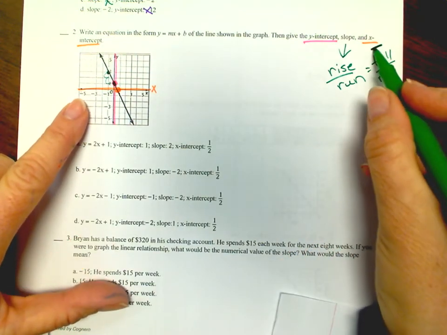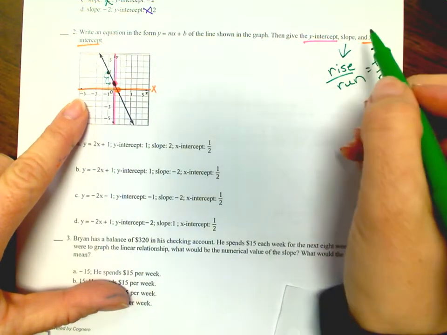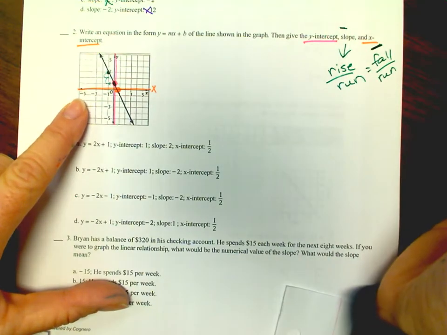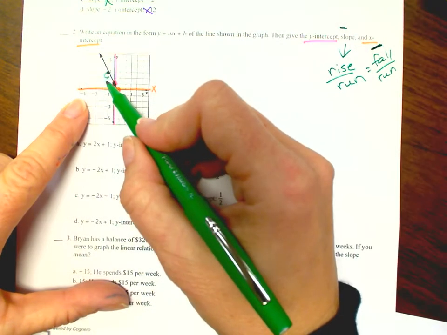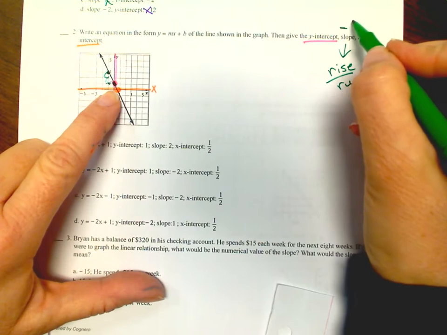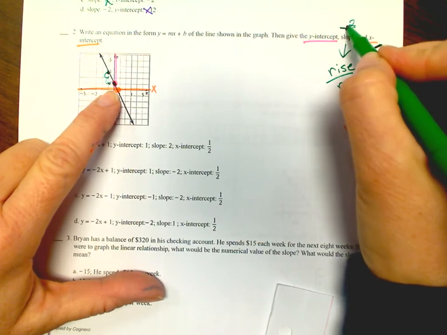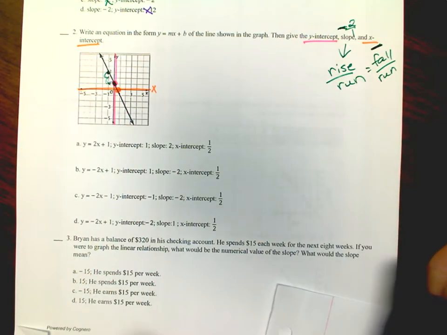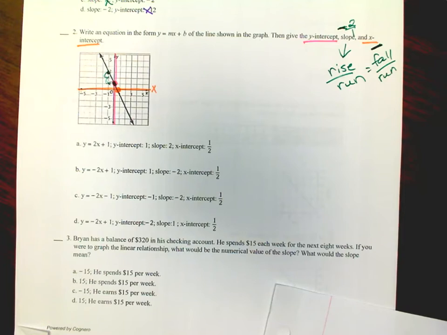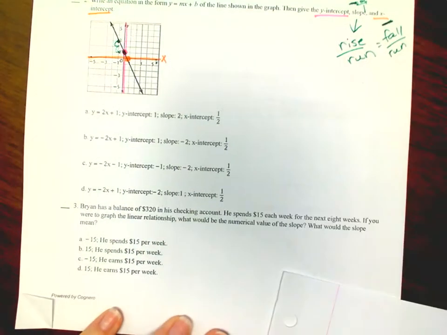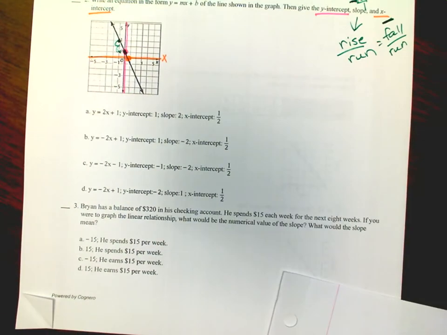So when you fall or drop, your slope's going to be a negative. And it was dropping 1, 2, and over 1. So negative 2 over 1 is your slope. Now then, all you need to do is look very carefully and cross out anything that does not match what we found. Okay? Look very carefully at your answers, eliminate your choices, and read all the way through the end.